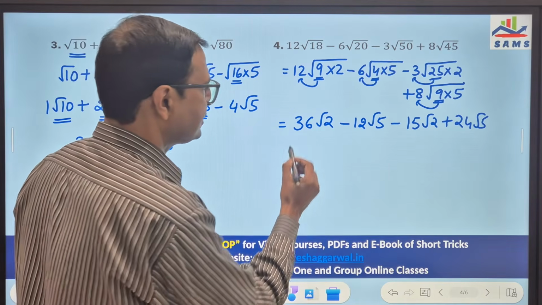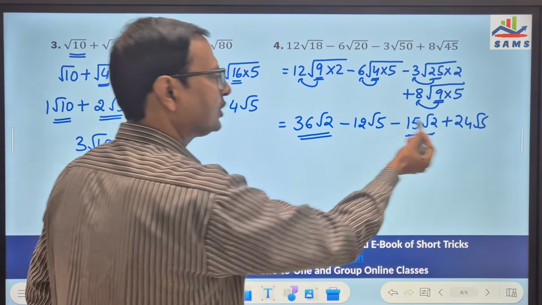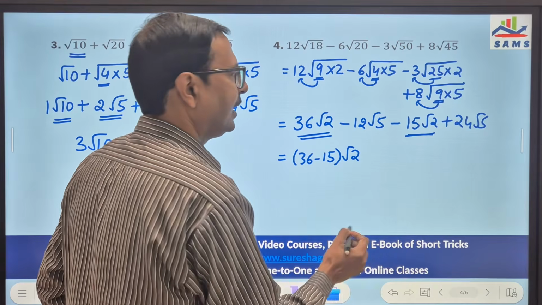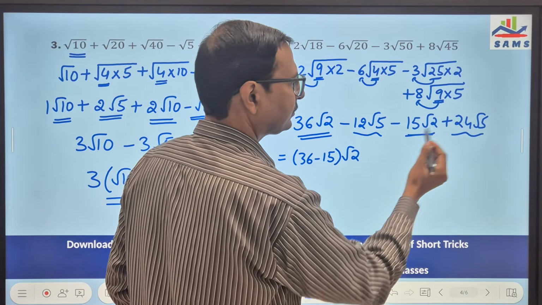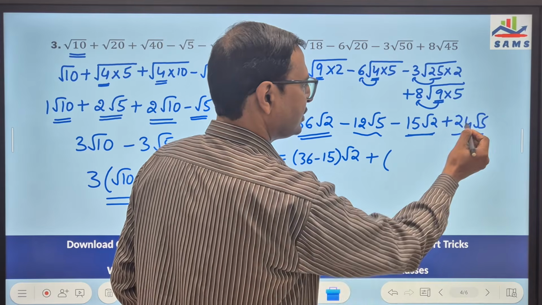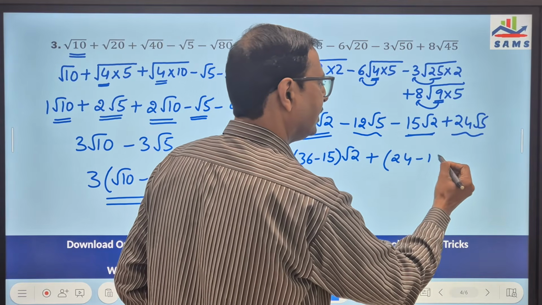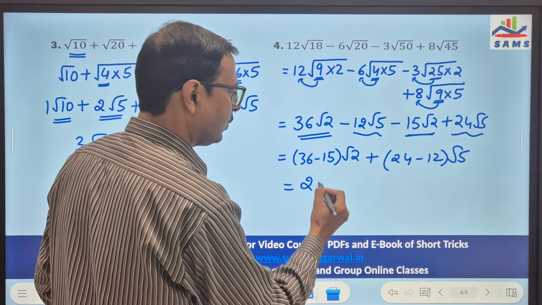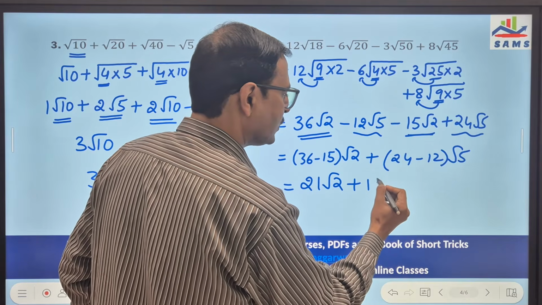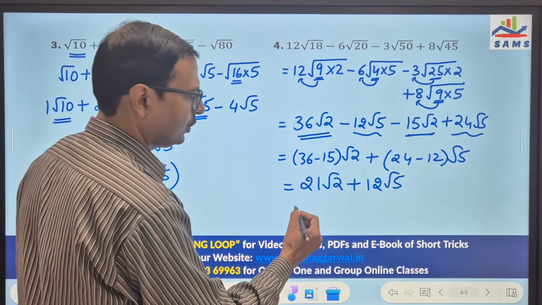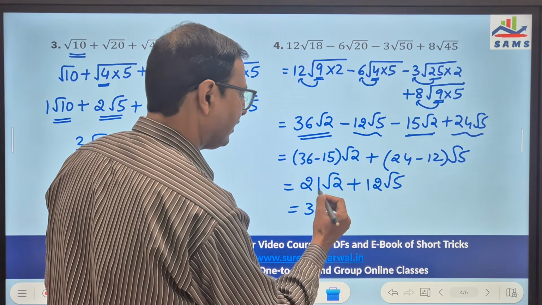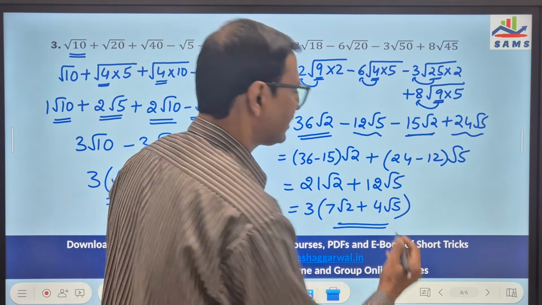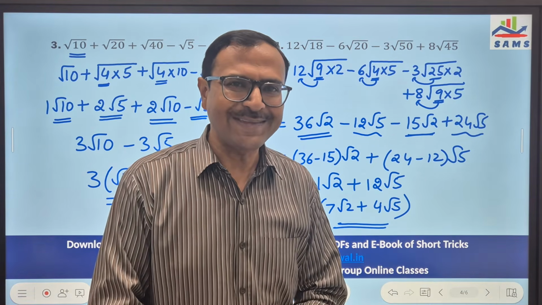Now let's combine the like terms. This one and this one, they both contain root 2. So this is 36 minus 15 times root 2. And this term and this term, they both contain root 5. So this is 24 minus 12 with a root 5. And so I have my answer. This is 21 root 2 and this is 12 root 5. Although you can take a 3 common, and then you will have 7 root 2 plus 4 root 5 as the answer for the question. Doesn't it work so nicely, friends?